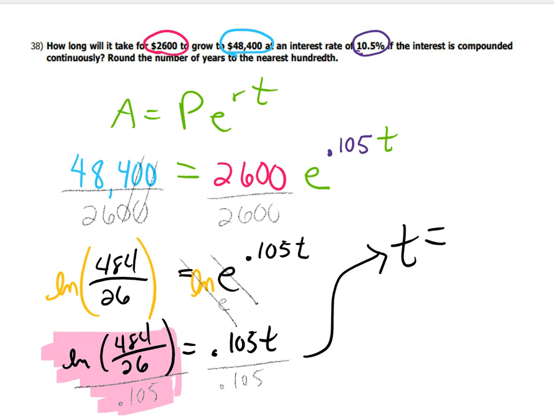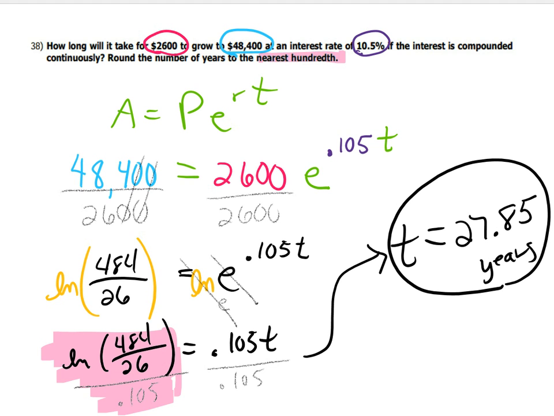I did say round to the nearest hundredth. And when I did that, it came out to be 27.847, so that becomes 27.85. And we're talking time here, so that's years. It's a long time for that to grow.